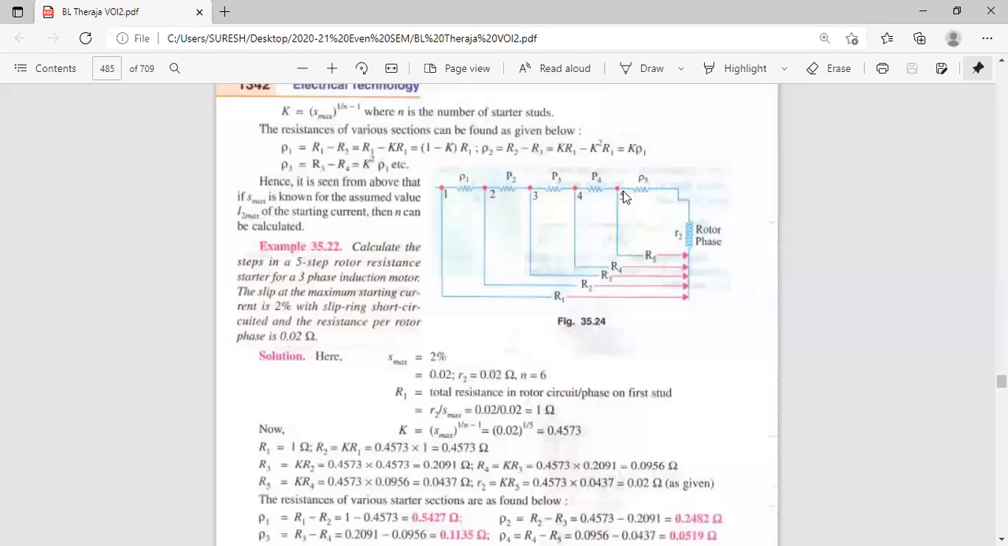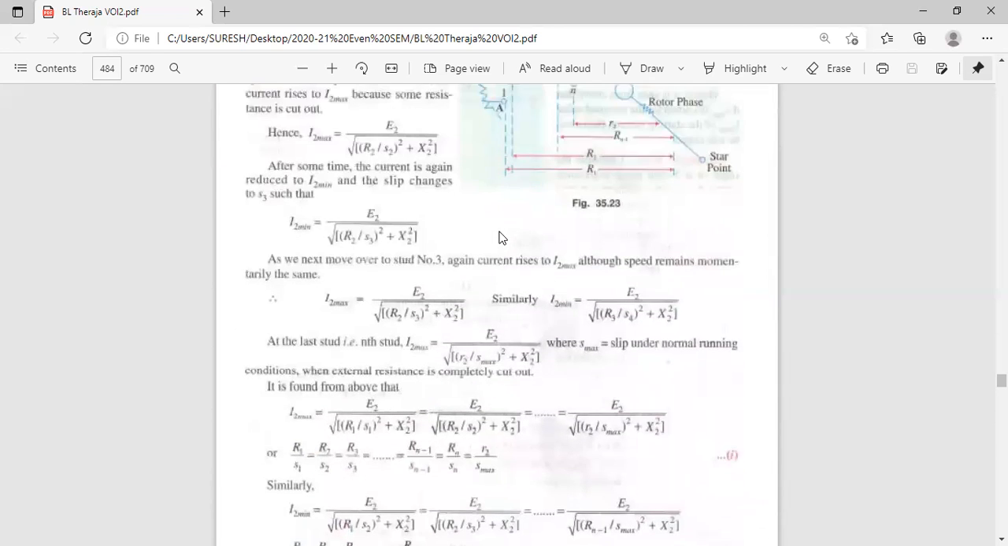Here they are taking only 5 to 6 steps. What is the resistance of the rotor? R2 is the resistance of the rotor per phase. This is R1, R2, R3, R4, R5, 5 steps, and this is the last one, and R2 is there. I think there is no doubt in this diagram. Now we'll go to the starter steps.